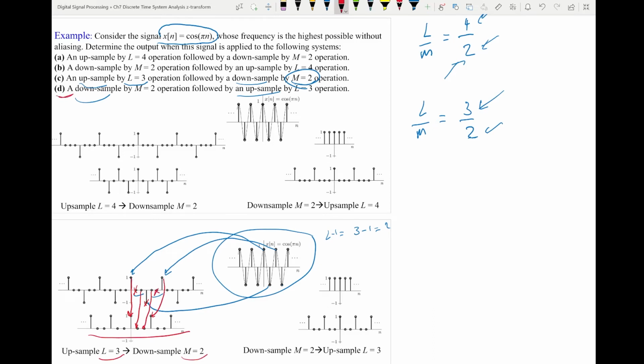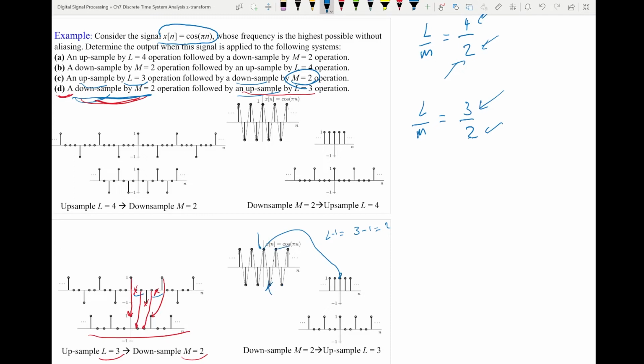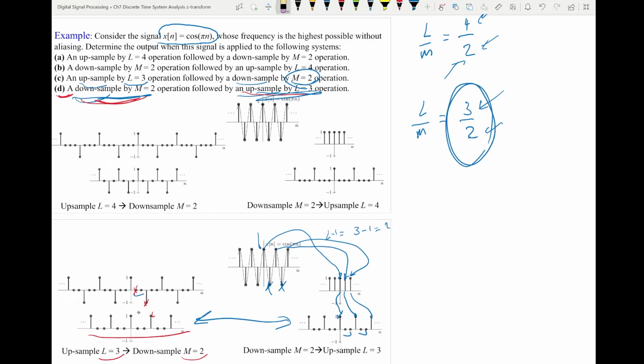Let's do D, the opposite. So I will do downsampling by a factor of 2, then upsample by a factor of 3. So downsample by a factor of 2, I keep these, I delete these, I keep this one, I delete this, and I keep this one. Now upsample by a factor of 3, this sample will be here, then I put 2 zeros. This sample will be here, 2 zeros, this sample will be here. If I compare these two, they are the same. Why? Because L over M is co-prime. So it won't make a difference whether you do downsampling or upsampling first.